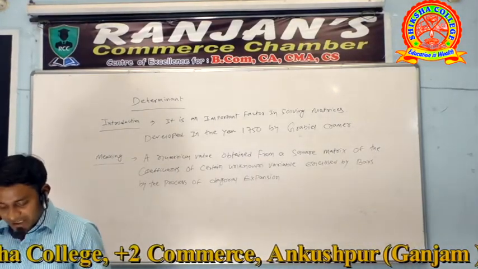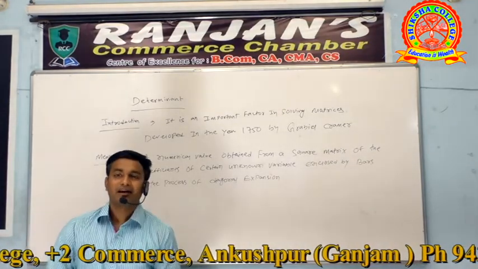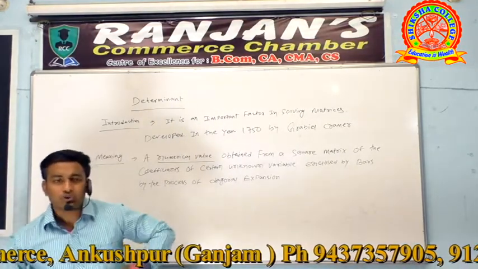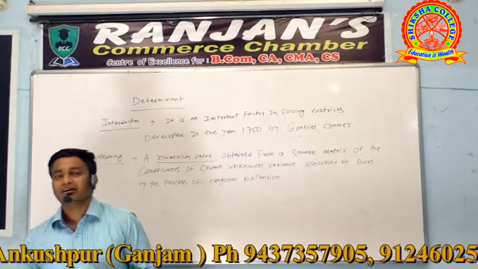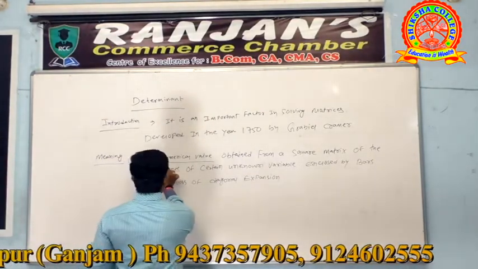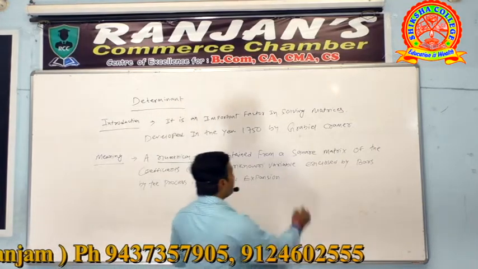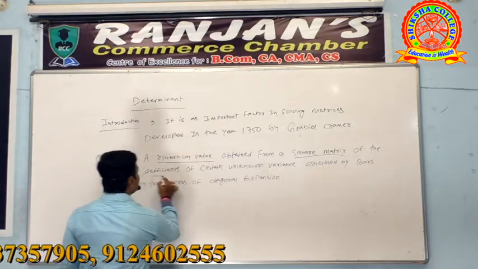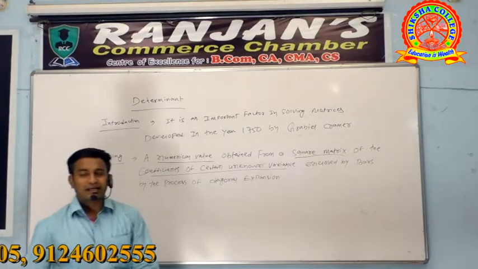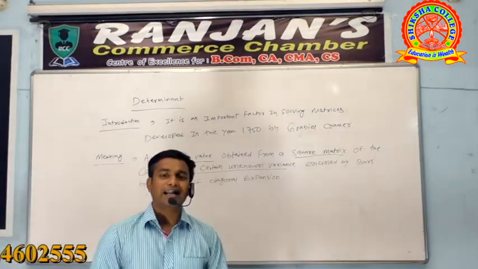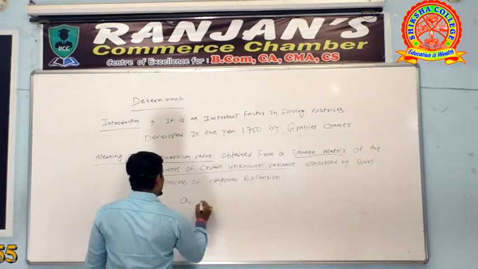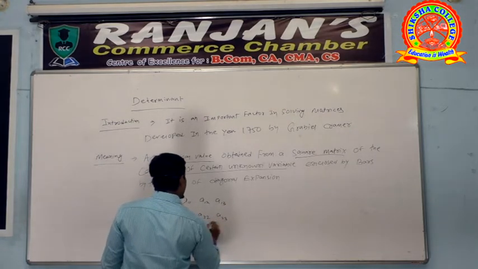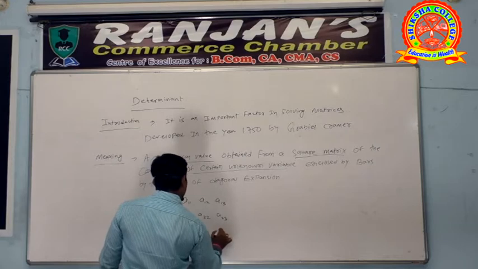So what is determinant? Determinant simply is a numeric value, a number. Whenever we are going to find the determinant, it means we need to find a numeric value which is obtained from a square matrix only, from a square matrix of the coefficients of certain unknown variables. As we know, there are various coefficients, or what we call the elements, like A11, A12, A13, A21, A22, A23, A31, A32, A33.